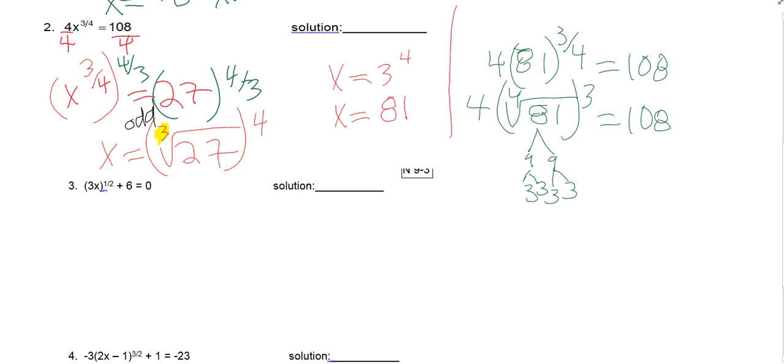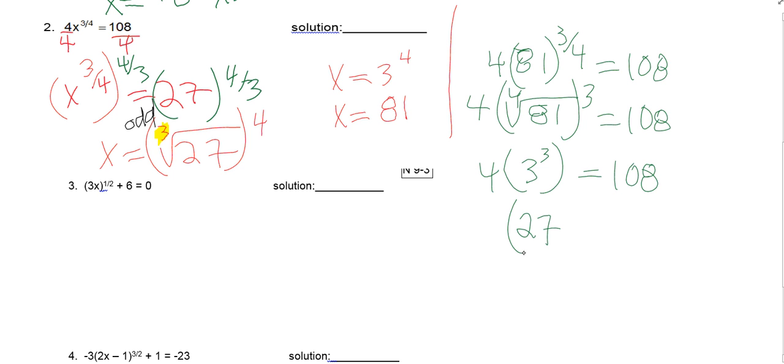So the cube root of that, of course, is 3. Or excuse me, the 4th root is 3. So we have 3 to the 3rd power times 4, and it should equal 108. So we have 27, that's 3 to the 3rd power, multiplied by 4, and we could check that with our calculator, but it does in fact equal 108. So the answer is just positive 81.